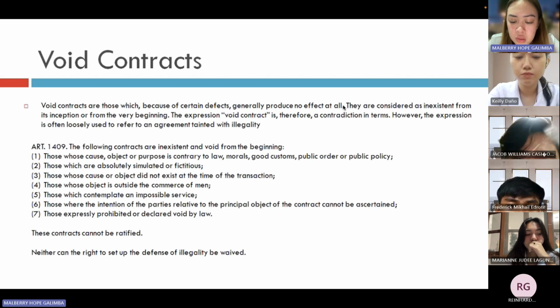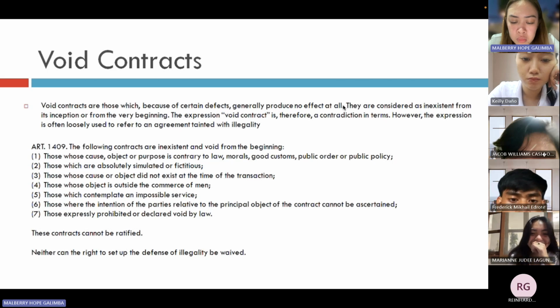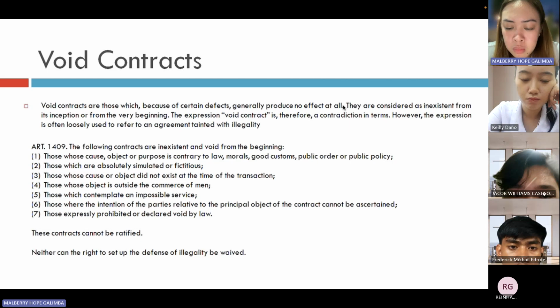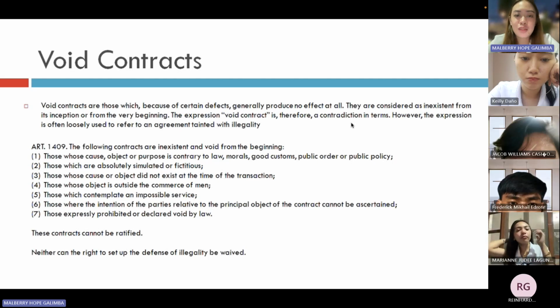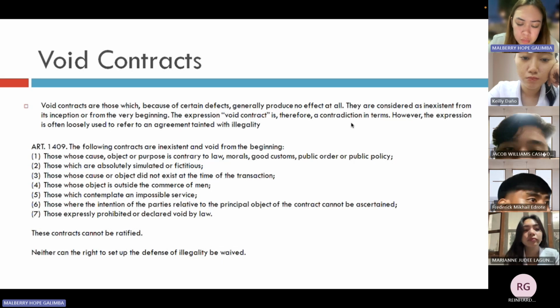Number 3, those whose cause or object did not exist at the time of the transaction. Because we have learned in this course that in order for a contract to be valid, 3 essential requisites must be present: cause or consideration, object, and consent. Absence of one, some, or all of these essential requisites would render the contract inexistent or void or invalid. So number three is in line with that principle: those whose cause or object did not exist at the time of the transaction. There is no object or cause. Number four, those whose object is outside the commerce of man.